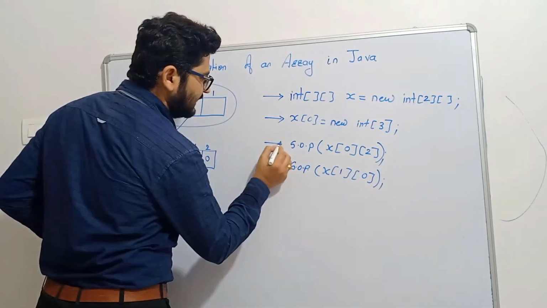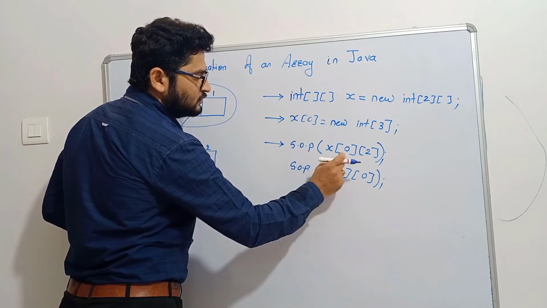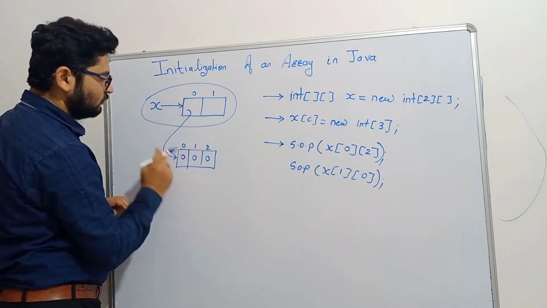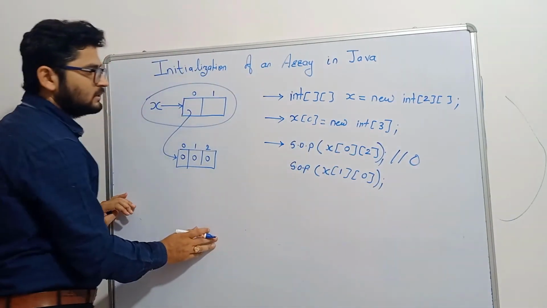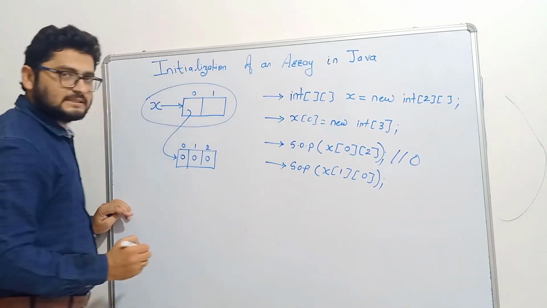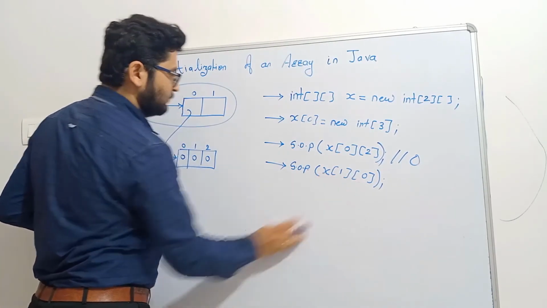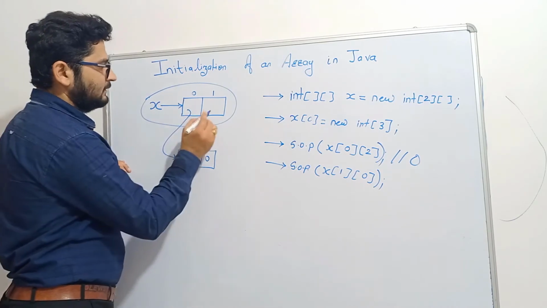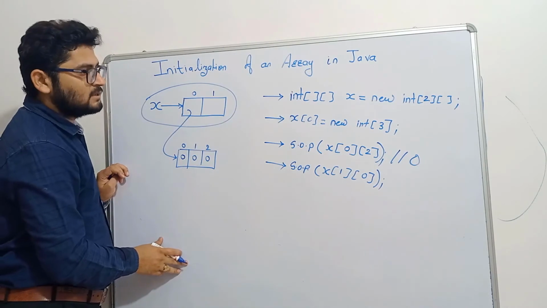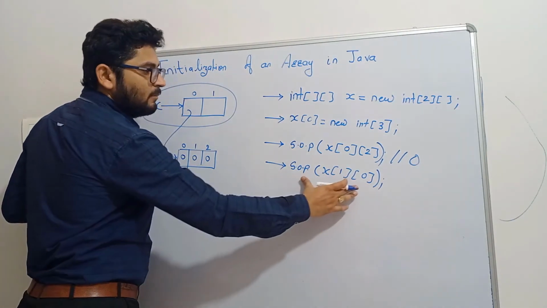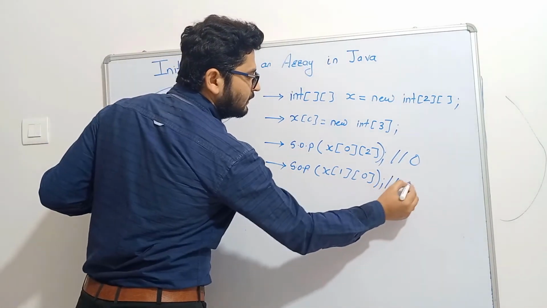Now when we execute this statement, we are printing the value of x of 0, 2. So here x of 0, 2 is nothing but 0. So the output of this statement will be 0. When we execute the last statement, here we are trying to print the value of x of 1, 0. Now we can see that the next level array of this is not yet created. So that's why we are trying to print the value of something that has not been created yet. So that's why we are going to get a runtime error.